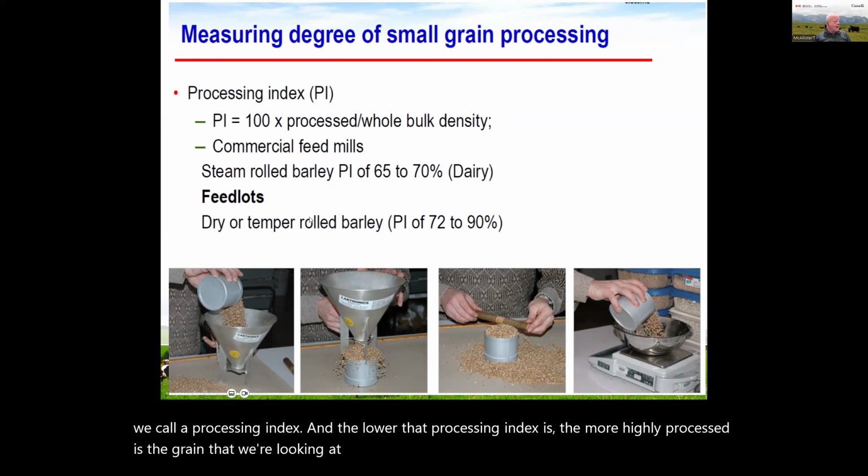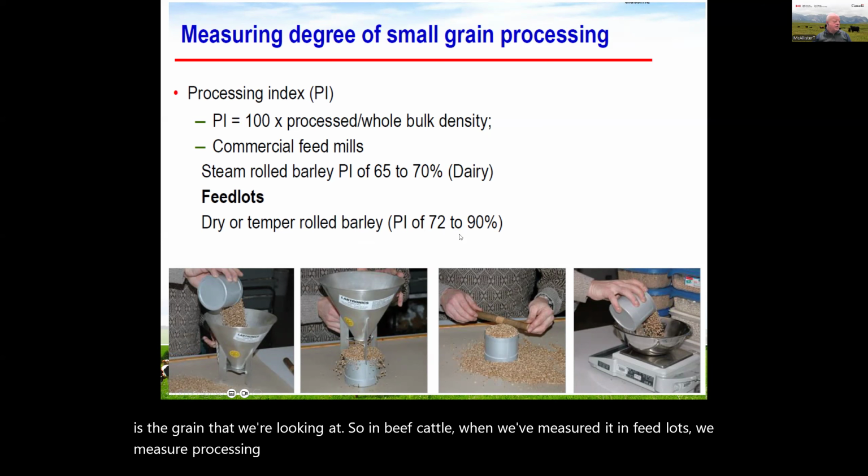So in beef cattle, when we've measured it in feedlots, we measure processing indexes anywhere from 72 to 90%. In dairy, it usually ranges somewhere between 65 to 70%.